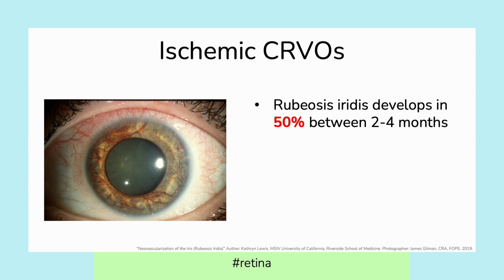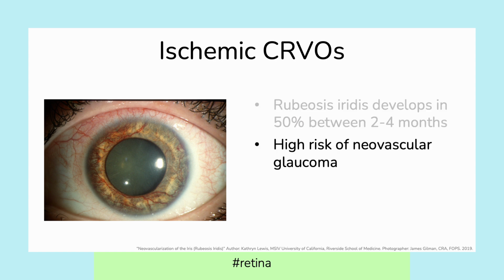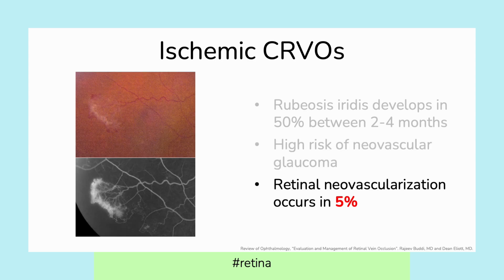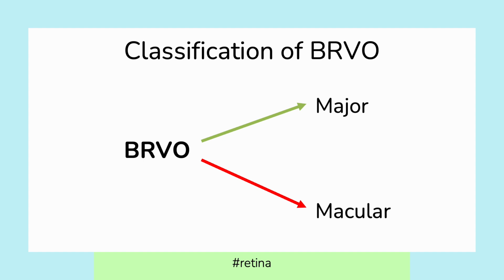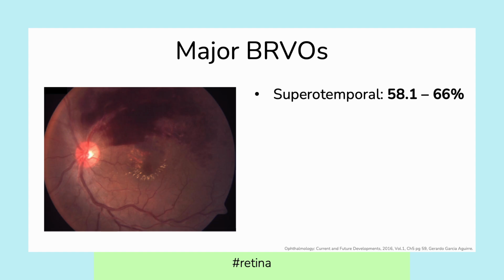Rubeosis iridis develops in 50% of ischemic CRVO eyes between 2 to 4 months. There is a high risk of neovascular glaucoma, and retinal neovascularization occurs in 5% of patients. BRVO is the most common type of retinal vein occlusion and can be classified as major or macular. A major BRVO is an occlusion of a vein that drains one of the retinal quadrants.